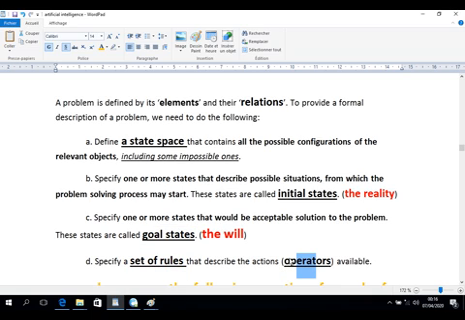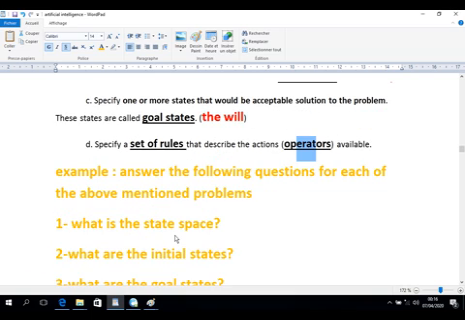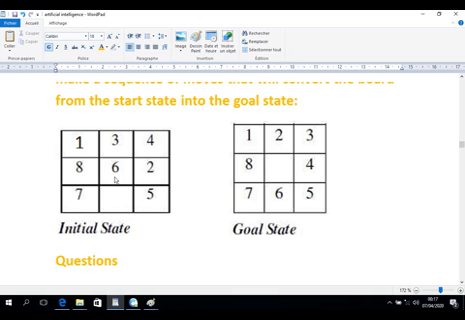So that is the formal description of a problem. So each time you have a problem to solve, you make sure you define the state space, you specify the initial state, the goal state, and the rules or the operators. Fine.